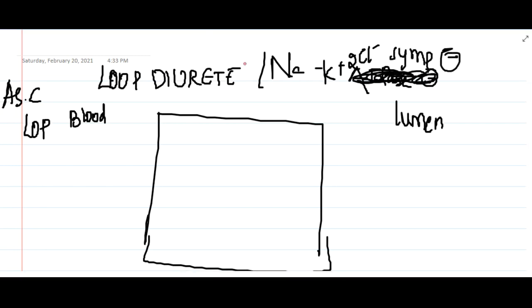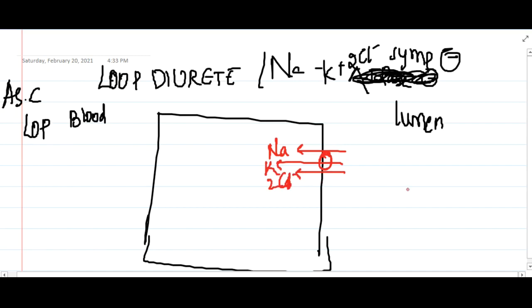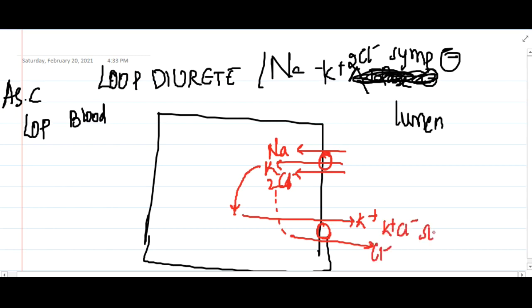Okay, so there is a symport here that will cause reabsorption of sodium, reabsorption of potassium, and it will also cause reabsorption of 2 chloride ions. So this is called the sodium potassium 2 chloride symporter. Now this potassium gets excreted out along with this chloride, with the help of the potassium chloride symporter.